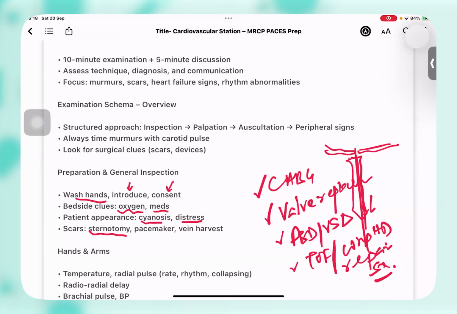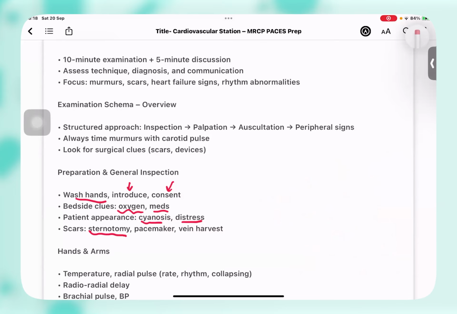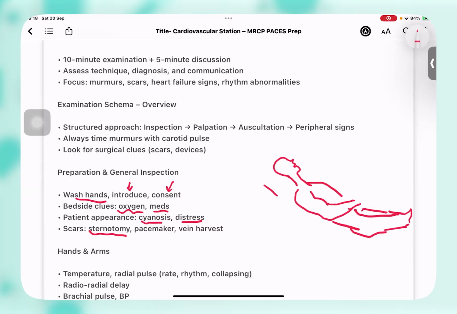Great. So, as I told you, my personal scheme of assessing the patient starts from the hand. I will try to draw a picture here. If the patient is lying on the bedside and you see the patient from this end, you start with the hands.